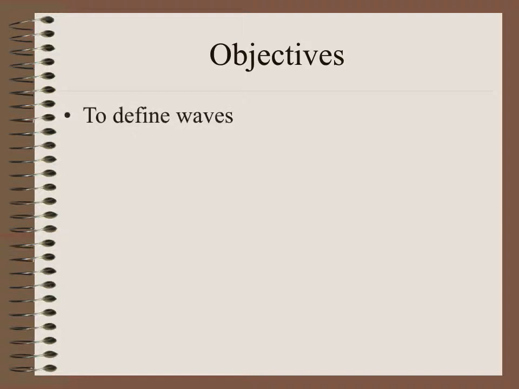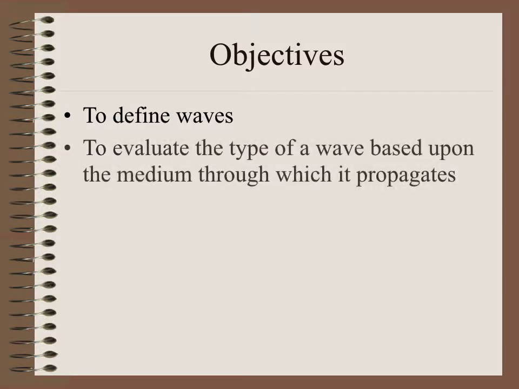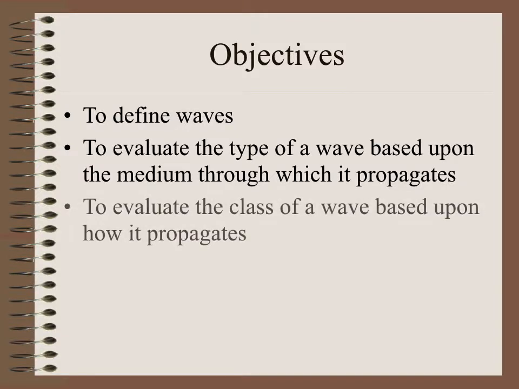Our objectives are first to be able to define waves so we know what we're talking about. The next two objectives are going to be using some of that new vocabulary. You'll want to be able to evaluate the type of a wave based upon the medium through which it propagates. Medium and propagates being two new vocab terms. You will also want to be able to evaluate the class of a wave based upon how it propagates.